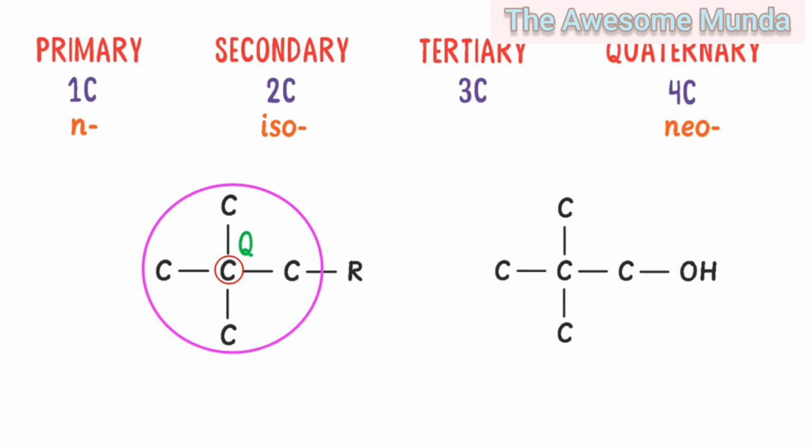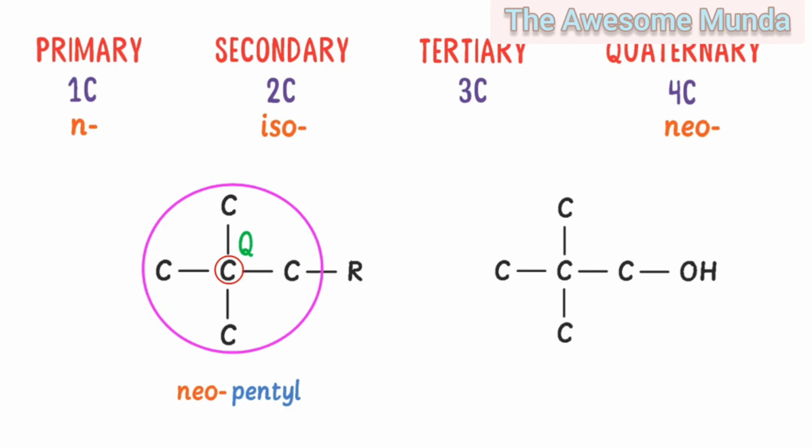Remember that for a quaternary carbon, we use the word neo. Let me repeat it. For a quaternary carbon, we use the word neo. Hence, I write neo. There are 5 carbons. I write pentyl. So this is neopentyl.